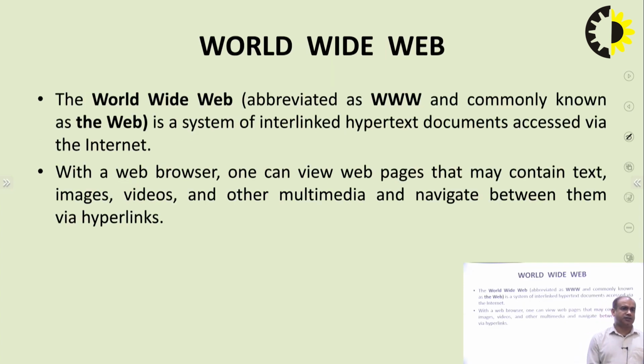So the next terminology is World Wide Web. World Wide Web is also known as W3. It is abbreviated as WWW and commonly known as the web. It is a system of interlinked hypertext documents accessed via the internet. With a web browser, one can view web pages that may contain text, images, videos and other multimedia and navigate between them via hyperlinks.